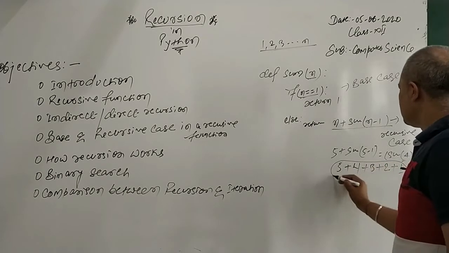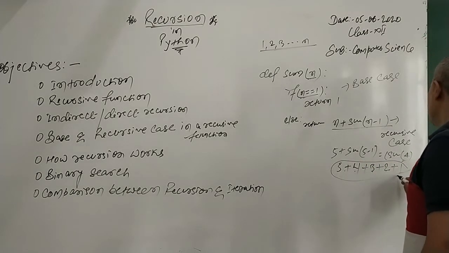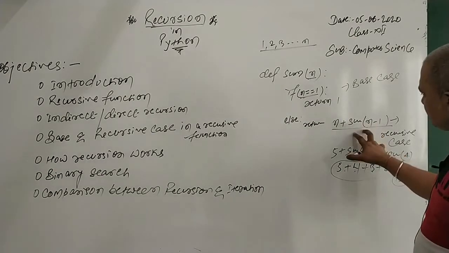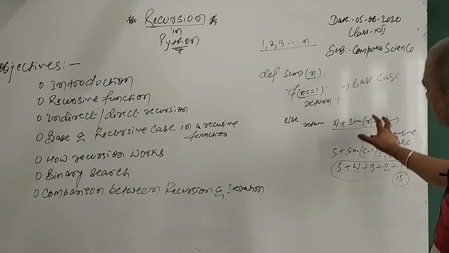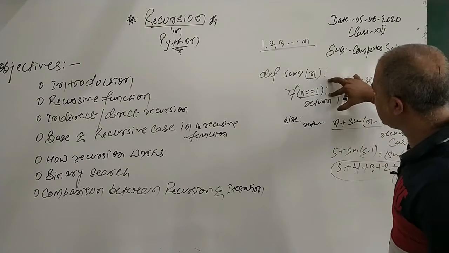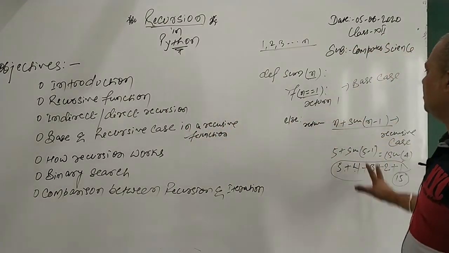So total summation, that is 5 plus 4, 9, plus 3, 12, plus 2, 14, plus 1, 15. You will get the 15. This sum method with the n minus 1 value keeps on executing till it is reaching the base case. And this is how the base case and recursive case work in Python.